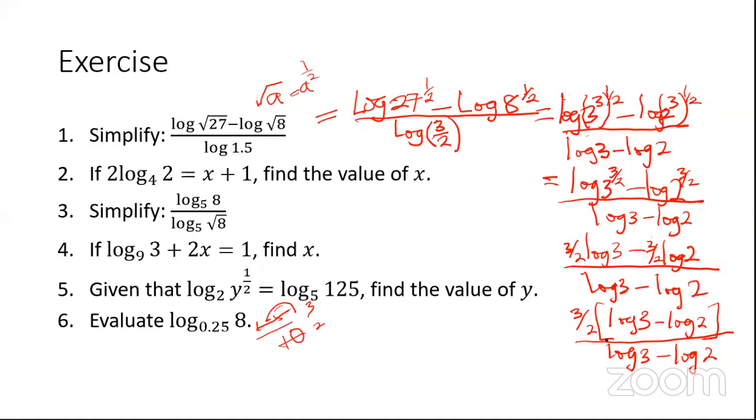Now, you can see that log 3 minus log 2 is a whole here. This is also a whole. Log 2 cannot cancel log 2 there, log 3 cannot cancel log 3, but they can cancel as a whole. So the whole of log 3 minus log 2, we cancel the whole of log 3 minus log 2. And our answer will become 3 over 2. 3 over 2 is an improper fraction. You can just leave it as one whole number, 1 over 2. So that is the solution to that particular question.